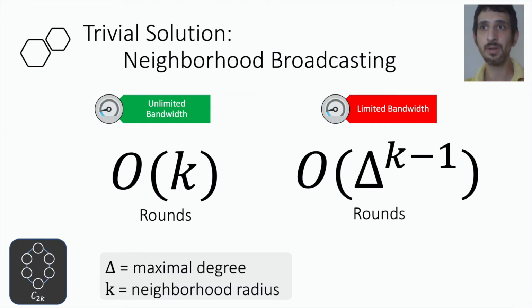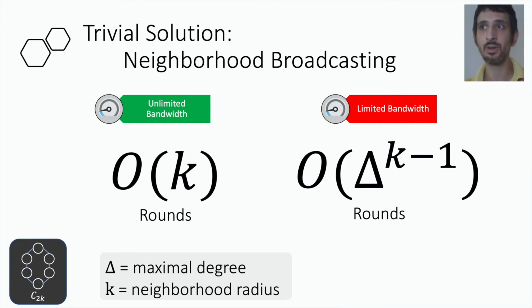One trivial solution for most subgraph freeness problems, and in particular the 2k cycle freeness problem, is to have each node collect its k-neighborhood and locally check whether it contains a 2k cycle. In the LOCAL model, nodes may trivially collect their k-neighborhood in O(k) rounds, and it is easy to see that this is an optimal solution.